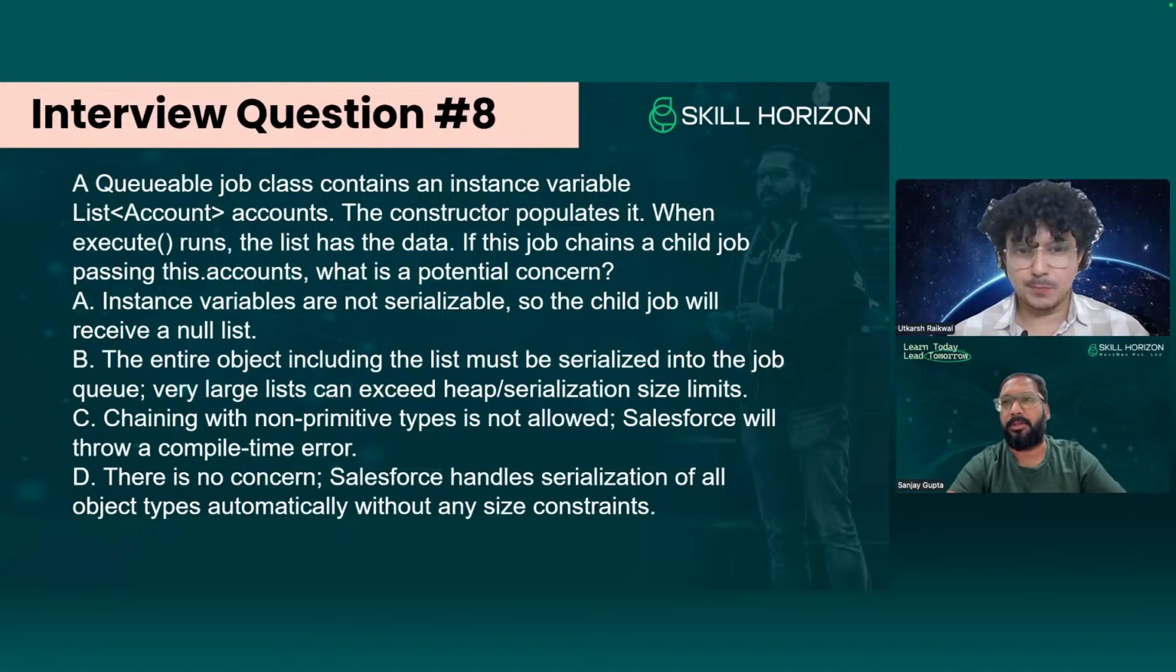So what do you think, Utkarsh? What could be the correct answer for this? The B option would be the perfect fit. The entire list must be serialized into the job queue, and the major two concerns will be the serialization and the heap size. The other options, C and D, are absolutely wrong. And for A, you can serialize them, but it is difficult.